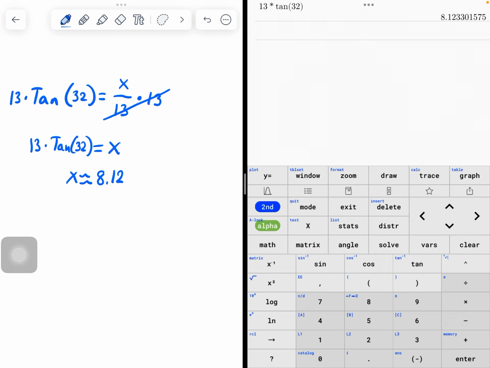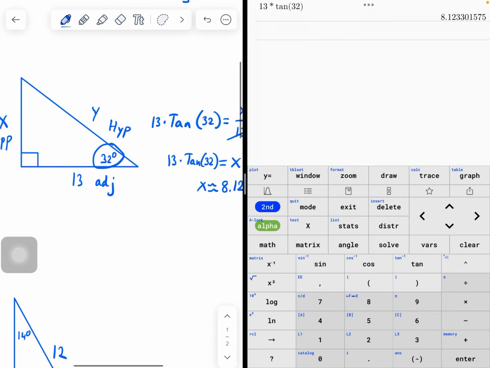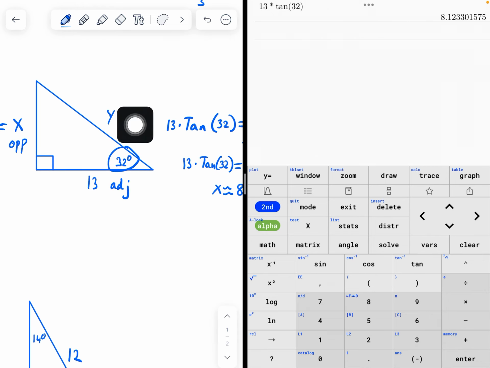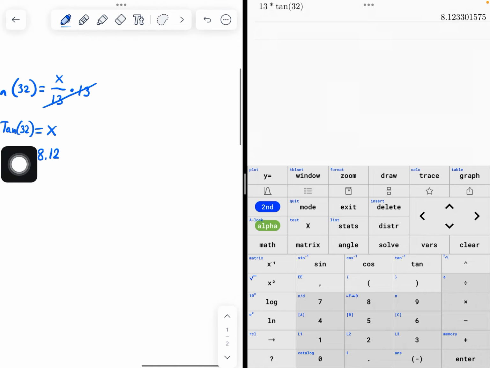Next thing that we want to look at here is we want to find the y. So that is the hypotenuse. So now I need to use a different ratio. I can use the adjacent side again, because I know this side's 13. But if I want to find y using trig, I need to go up and find the one that uses adjacent and hypotenuse. That's cosine. So now I'm going to do cosine.